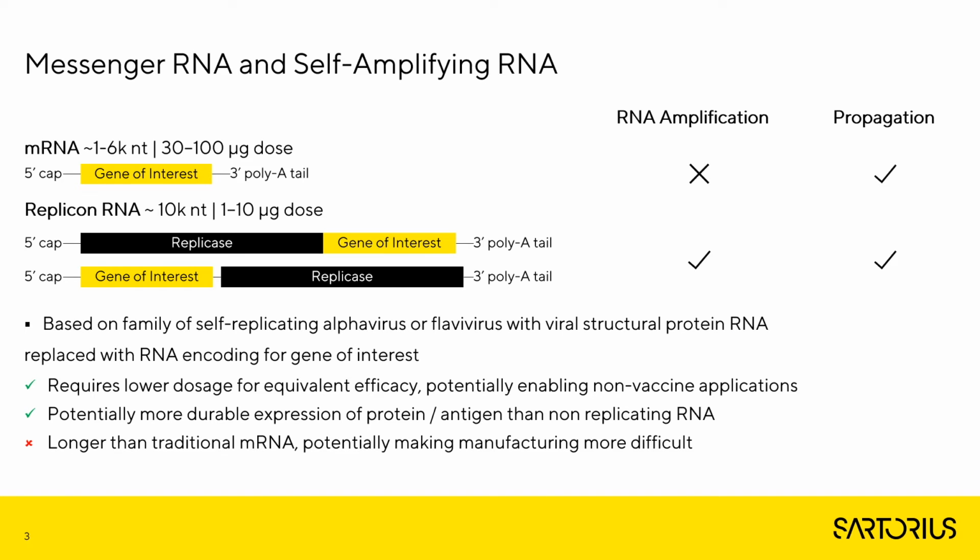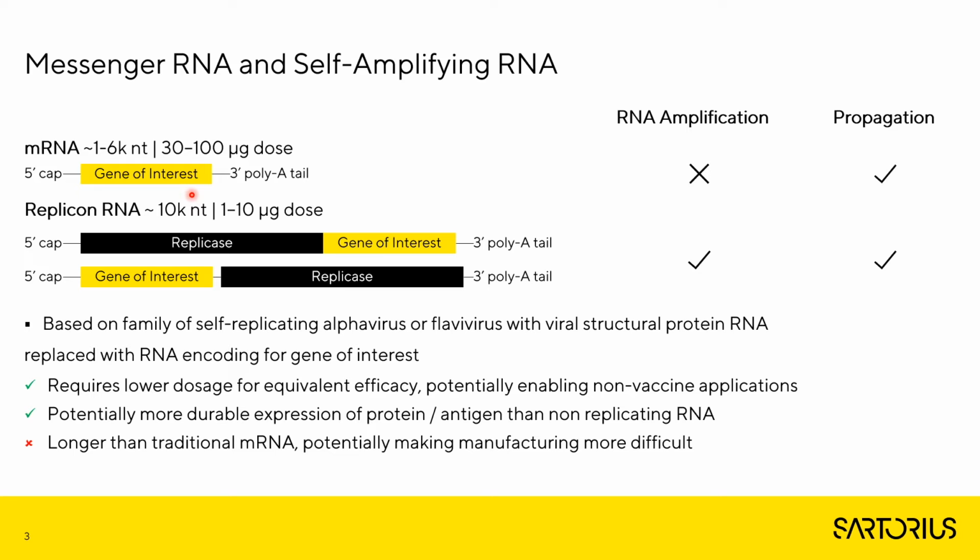What are the differences in terms of the structure for mRNA and saRNA molecules? On one side, we have the traditional messenger RNA, which in terms of the structure is composed of a 5' cap, a 3' poly-A tail, and our gene of interest with 1 UTR region on either side. And in terms of size, these mRNA molecules typically range from 1 to around 6,000 nucleotides.